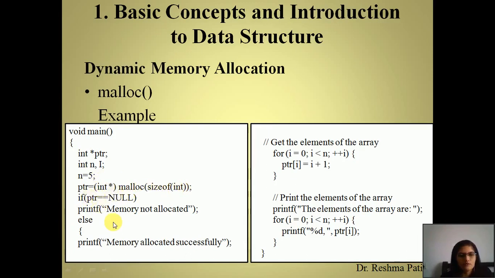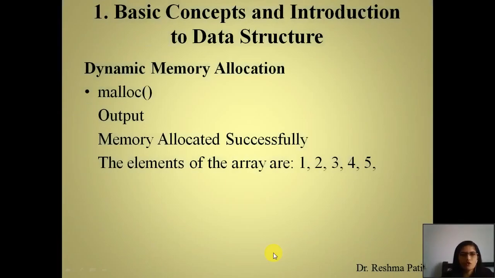Then if you want to check whether memory is allocated or not, we will write this statement: if ptr equal to null. If it is true, it means memory is not allocated, otherwise it will go to the else part and show memory allocated successfully. Here we will get the array elements and print the array elements from these statements using a for loop. The output of the malloc function is memory allocated successfully and elements of the array are 1, 2, 3, 4, 5.